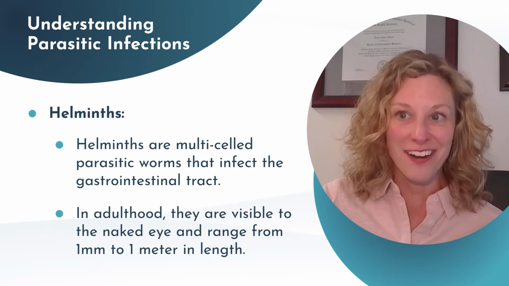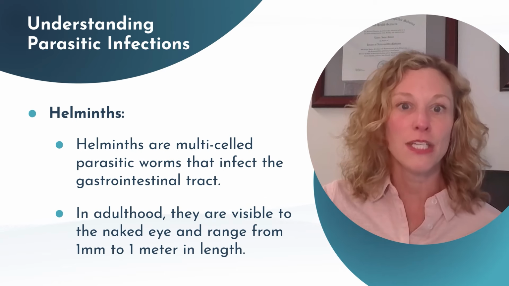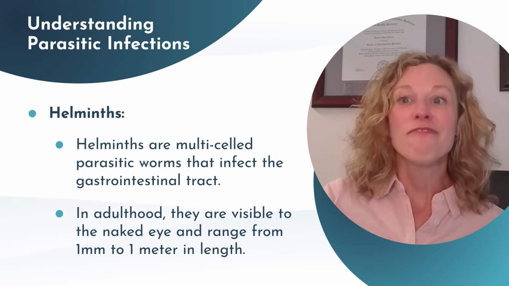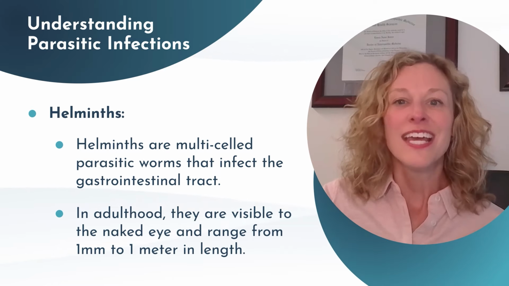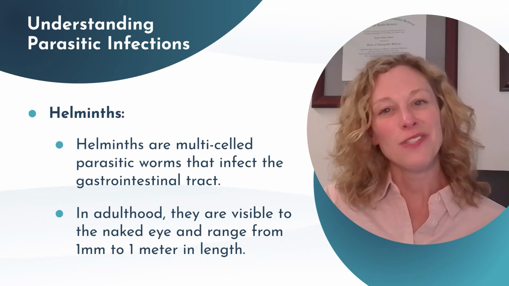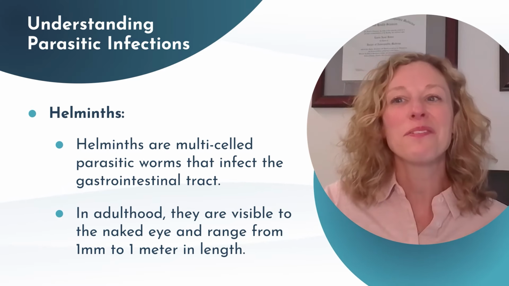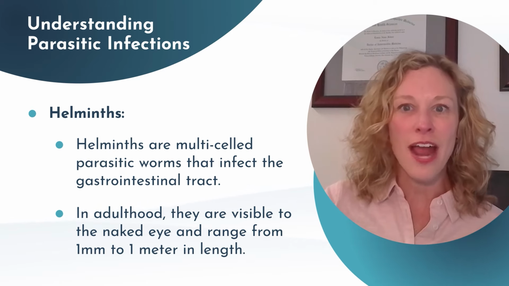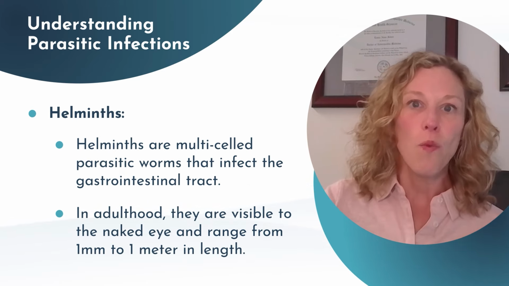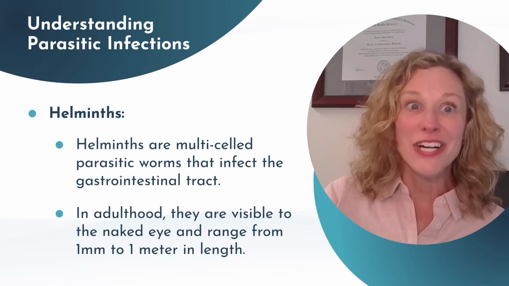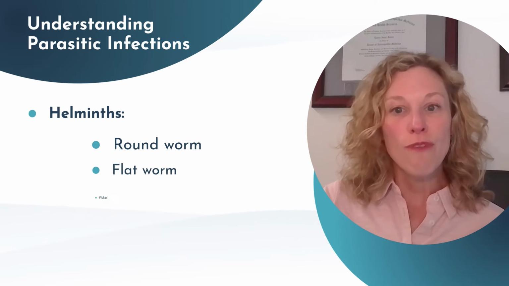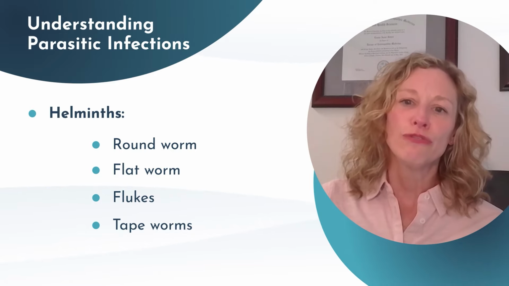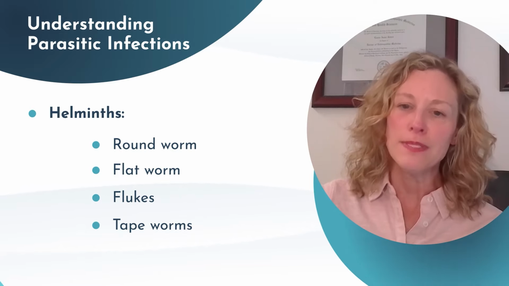Helminths is another category of parasites that affect us humans. Helminths are multi-celled parasitic worms that infect the gastrointestinal tract. So this class of parasites is what most of us are accustomed to thinking about when someone says the word parasite. In adulthood, these helminths are absolutely visible. They can range from 1 millimeter to 1 meter in length. Helminths include roundworms. They include flatworms. They also include flukes. They include tapeworms.